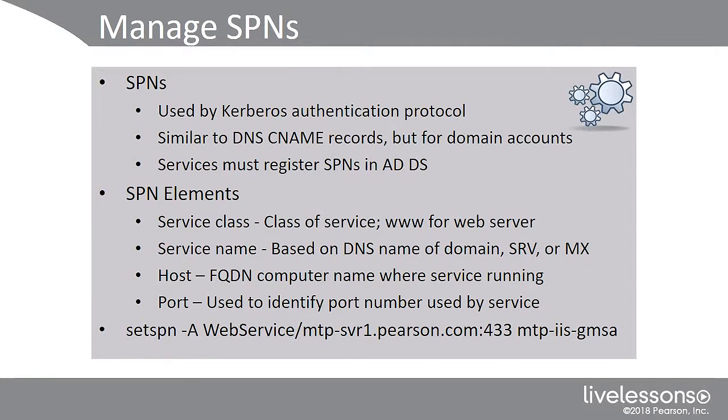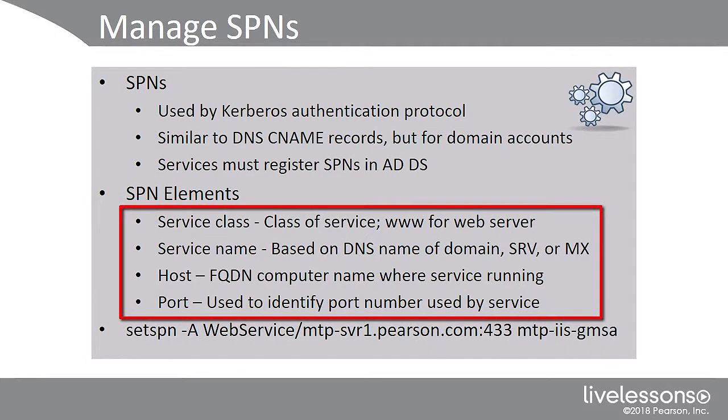And in order for this service authentication to take place, we have to register an SPN in ADDS, and it requires 4 elements. The service class: www is the service class for a web server, and there are several well-known service classes out there that you could use, such as the SRV record, which is the service locator, or the MX record, which is the mail exchanger. We have the host component, which is the fully qualified domain name of the computer where that service is running, and then the port is used to identify where they'll locate that service.